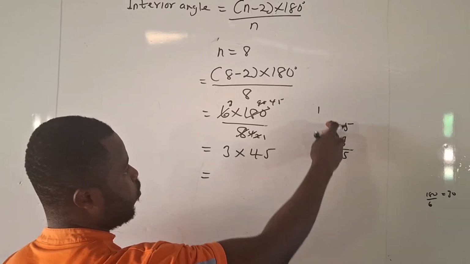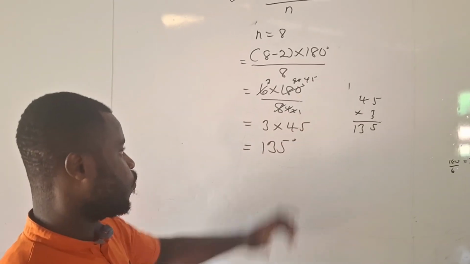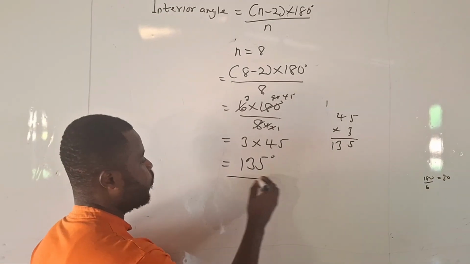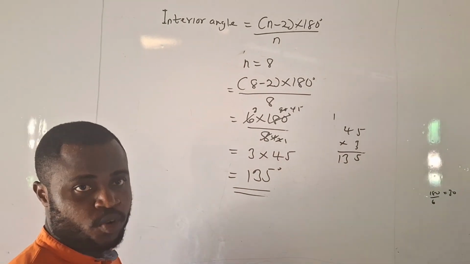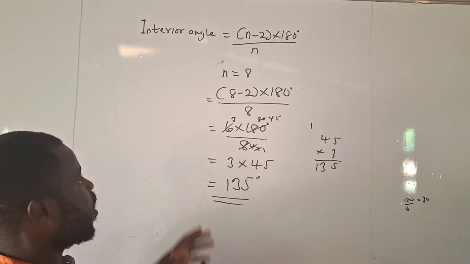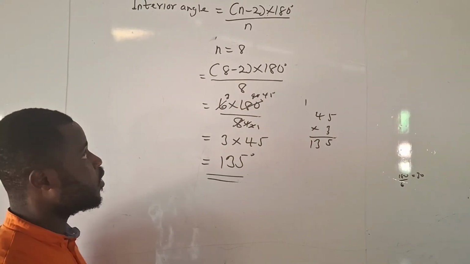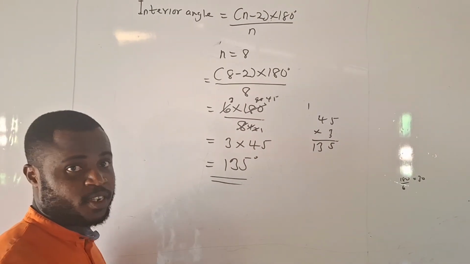So we have 3 times 45, which will give us 135 degrees. So this is the interior angle, or each interior angle, of a regular octagon with 8 sides. So we are taking the next question on this.